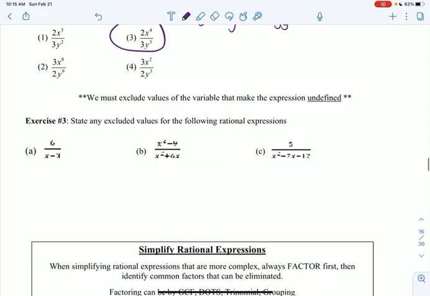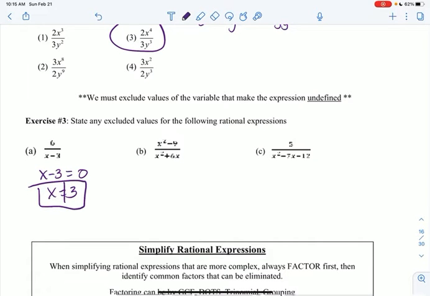So speaking of when is it undefined, that's what exercise 3 is all about. State any excluded values for the following rational expressions. So remember, the denominator cannot equal 0. So we just take the denominator, set it equal to 0, and solve. So basically, x cannot equal 3.